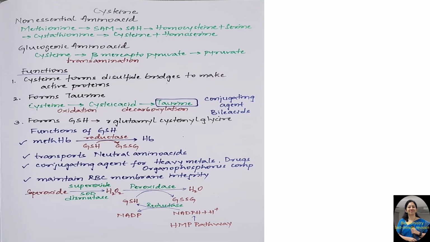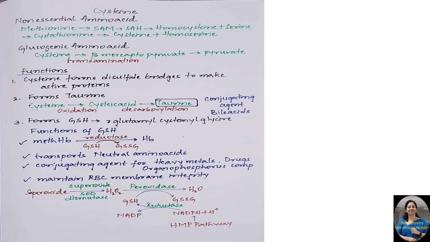Now these bile acids are derived from cholesterol. Cholesterol gets converted to cholestane diol and triol, which forms cholic acid and chenodeoxycholic acid. These are conjugated with taurine to form bile salts. And these bile salts are used for digestion and absorption of fat soluble vitamins and lipids.